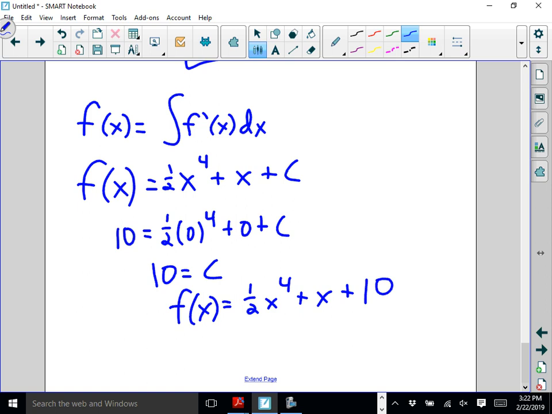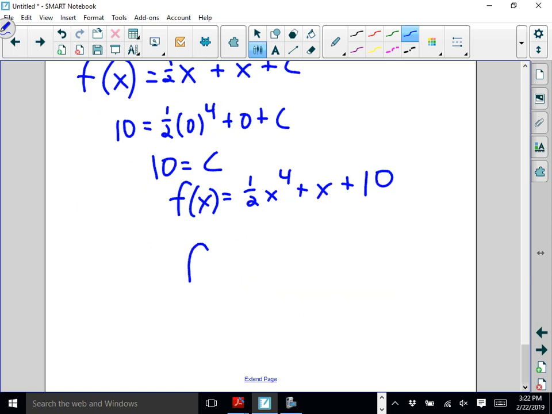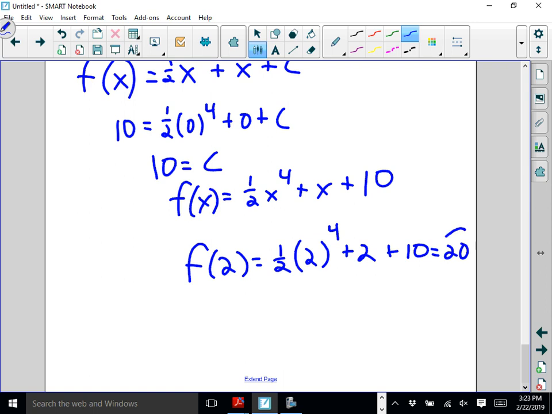Now solving for f of 2, I can plug this in and get, again, 2 to the fourth is 16, divided by 2 is 8. 8 plus 2 plus 10 equals 20. So I'm going to get 20 either way here. I prefer using initial condition plus to solve it, but I'm just showing you that when we're talking about why we do the plus C, this is why the plus C matters, right? It allows us to plug in to solve for that C. But in order to know it, we have to know that initial condition point.